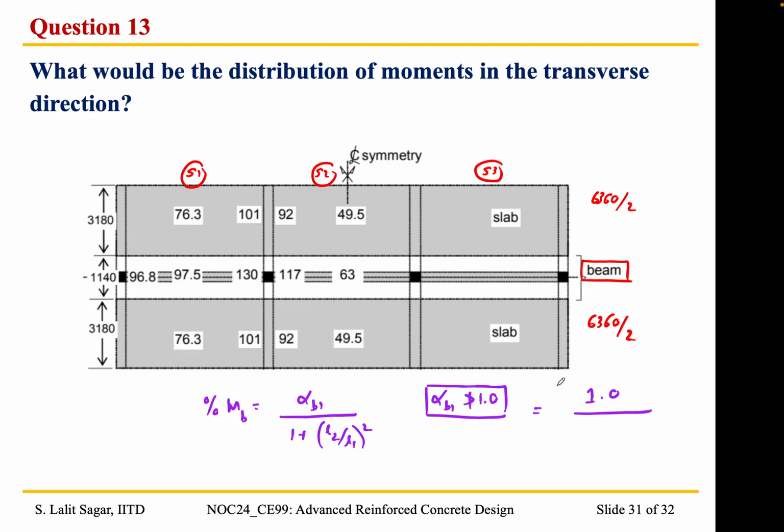So 1.0 divided by 1 plus, now L2 is 7.5, 7.5 by 6 whole square, which gives us a value of 0.39. So we can say that, I'll take a different color once again.